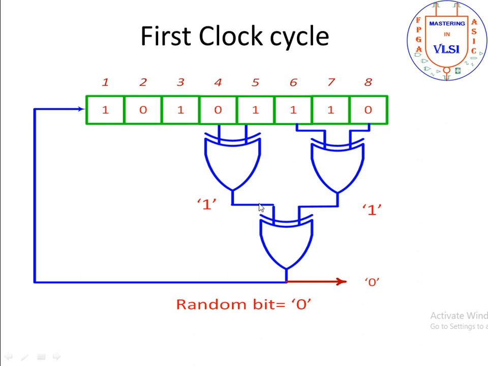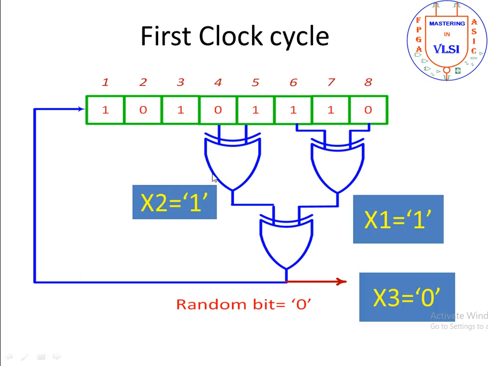After the 3 XORs, this output is fed back as the first bit. This bit is the random bit, and the whole number we can call a random number. The maximum value of 8 bits is all ones, that is 255. So only after the 255th cycle will the number be repeated. Here the corresponding values are x1 is 1, x2 is 1 and x3 is 0. These x1, x2, x3 we are also going to use in the programming.